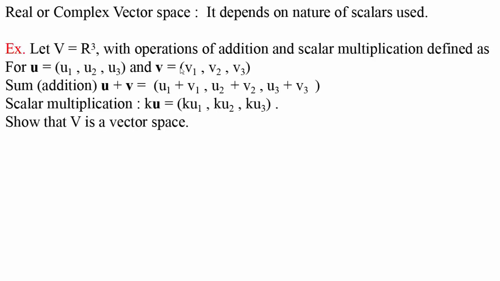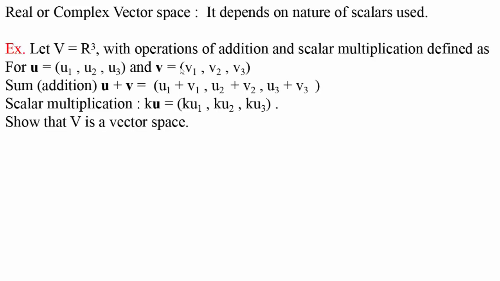Now there are two types of vector spaces, real vector space and complex vector space. When we shall call it a real vector space and when a complex vector space depends on the nature of the scalars used. If the scalars are complex numbers, then the vector space is called a complex vector space. And if the scalars are real numbers, then the vector space is called a real vector space. We shall see an example.